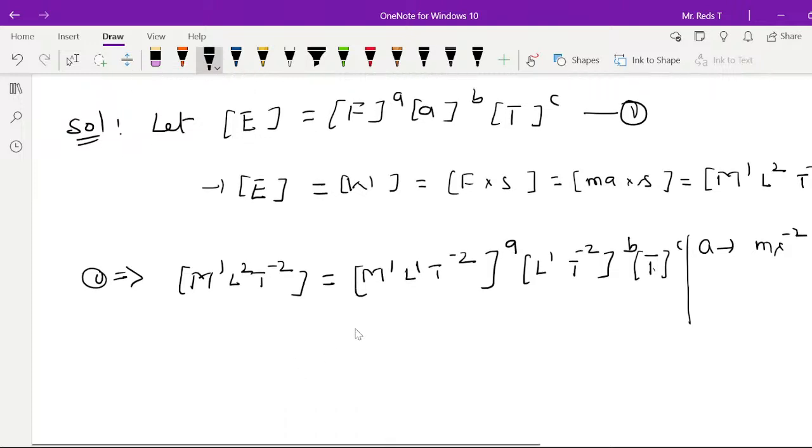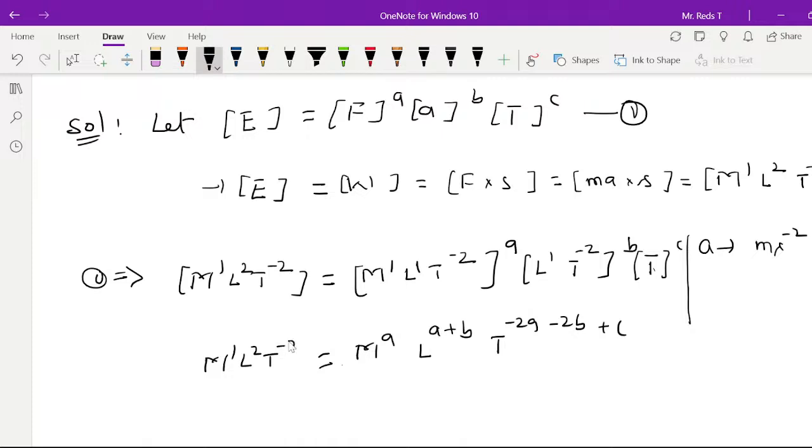Now on simplifying these, we get, you can write this as m power... If you just multiply with these powers, you'll get m power a, L power a, T power minus 2a, like that. If you separate out the M, L, T terms, you can write m power a, here L power a, here L power b, so L power a plus b you will get, and T power minus 2a in the first term, minus 2b in the second term, and plus c in the third term.